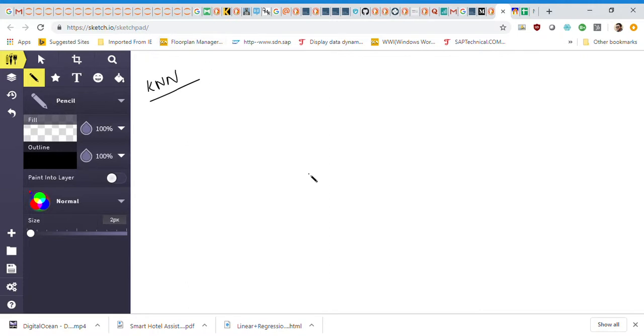So KNN is a very simple classification algorithm which works best where the dimension of the data is quite less, and it's also a very powerful algorithm in some of the cases. We'll look at that when we implement it at a later point of time.